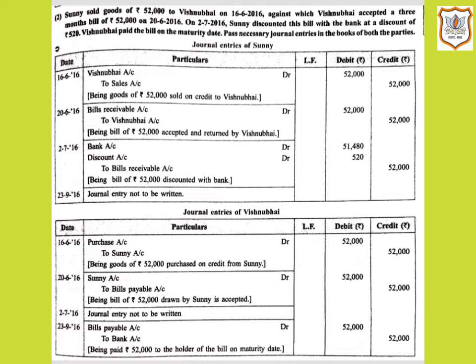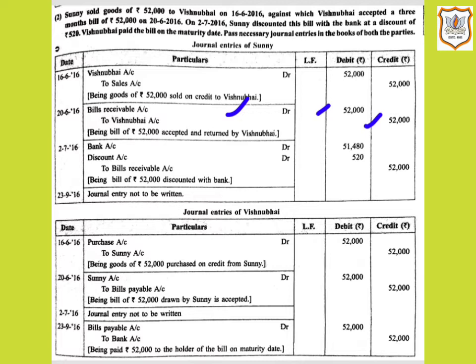So here for Sunny, this instrument is bills receivable. So it is an asset as he is going to receive the money in future against this document. So here bills receivable account will be debited. Here a new asset is created. So here bills receivable account will be debited by rupees 52,000 and Vishnu Bhai's account will be credited.